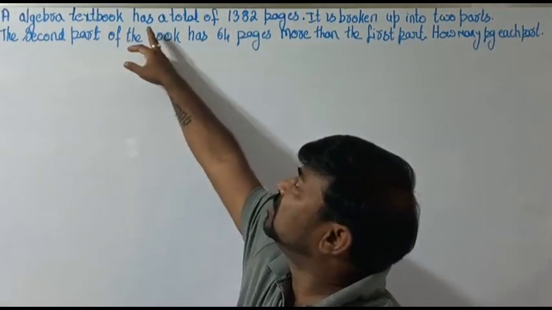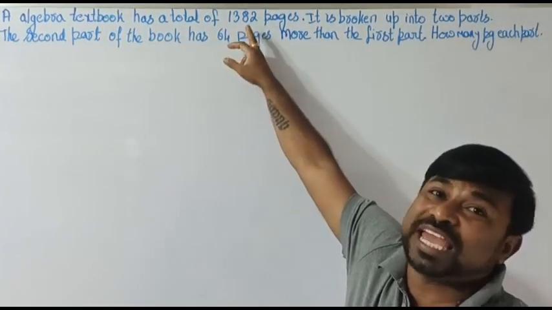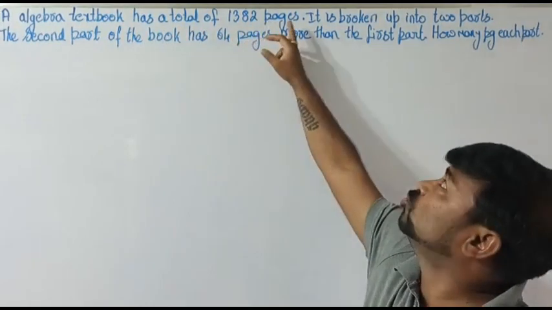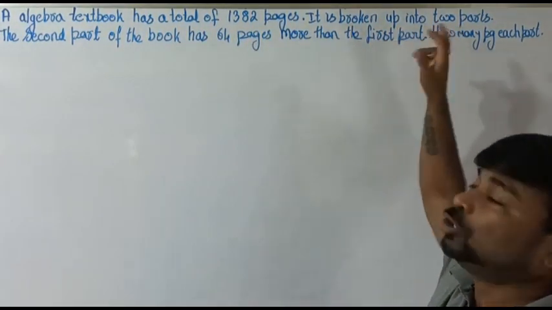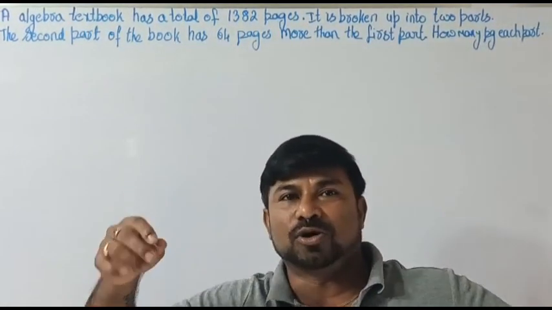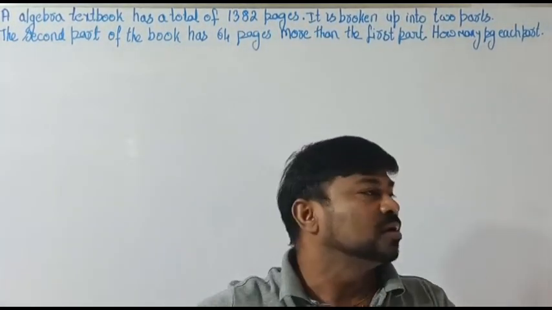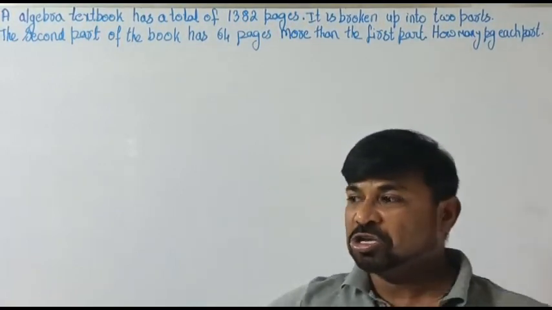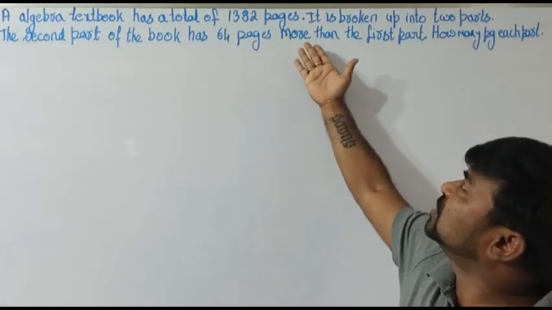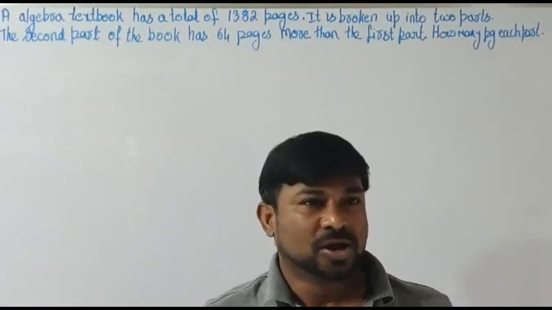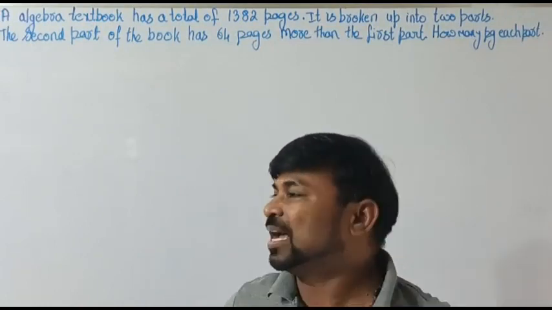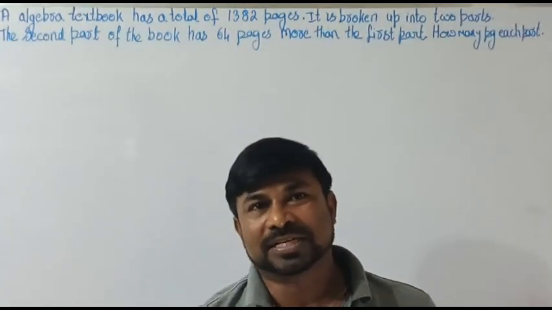So here the question goes like this. An algebraic textbook has a total of 1382 pages. If it is broken up into two parts, if you tear the book from the middle, few pages here and few pages here, so two parts, then the second part of the book has 64 pages more than the first part. I took an algebra book. What are the total number of pages in that? It's nothing but 1382 pages.